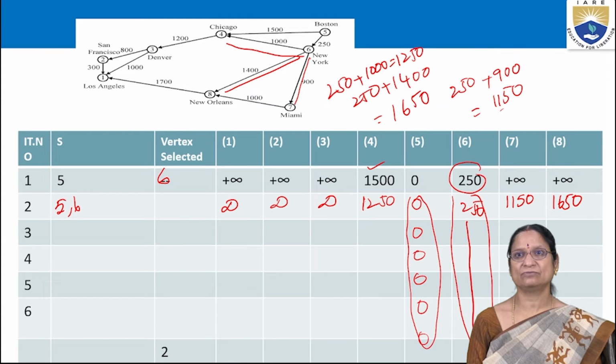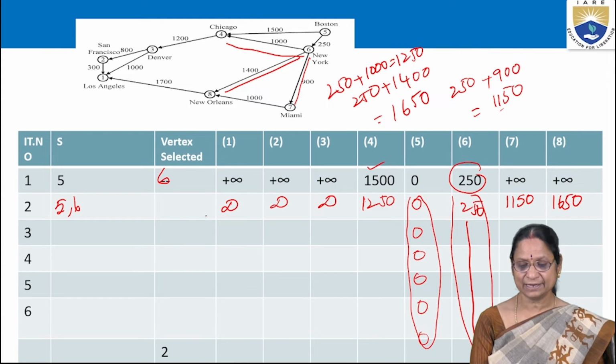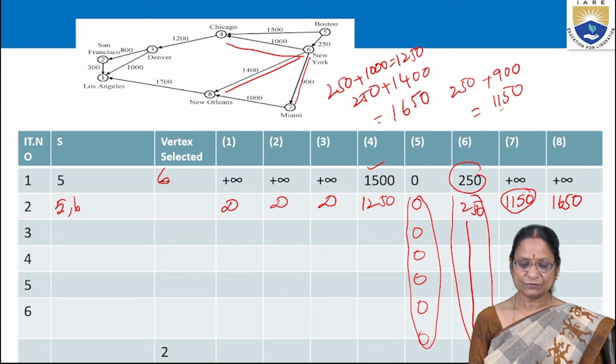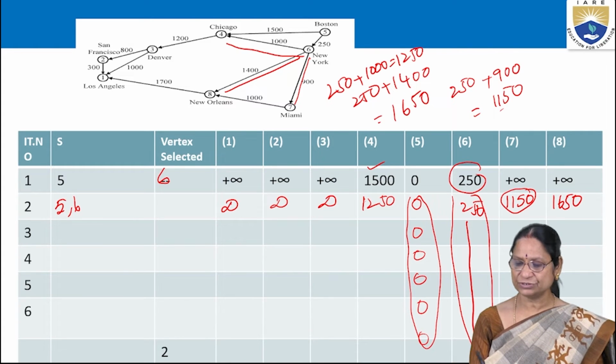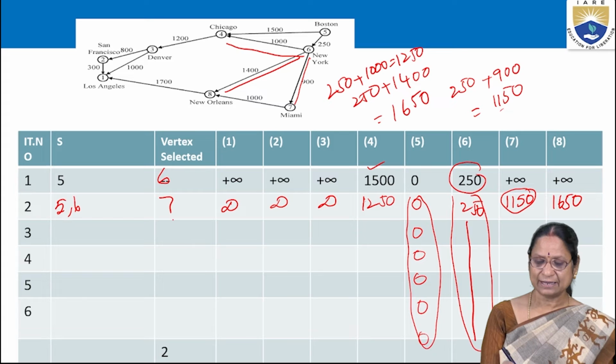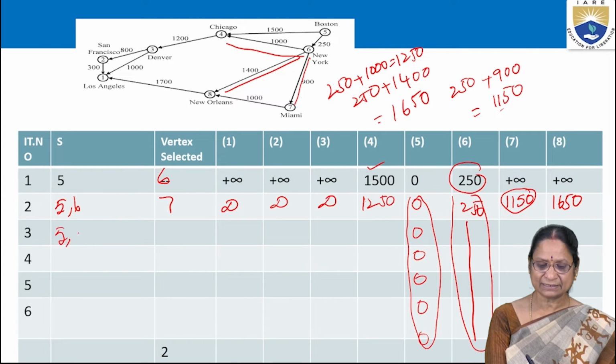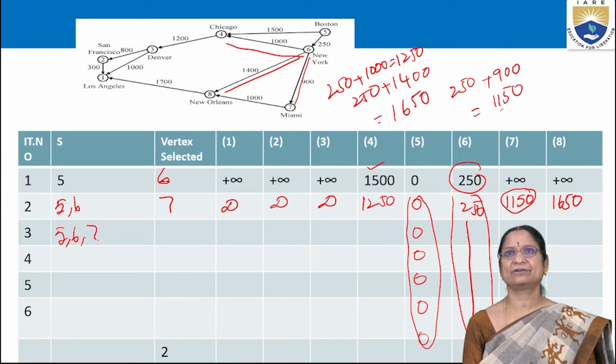Which one is the next vertex to be selected? Infinity, infinity, infinity, 1250, 1150, 1650. Among them, 1150 is the minimum one. So if 1150 is the minimum, to which vertex? The 7th vertex. Next selected vertex is 7. So what are the vertices selected by this time? 5, 6 and 7 are completed.